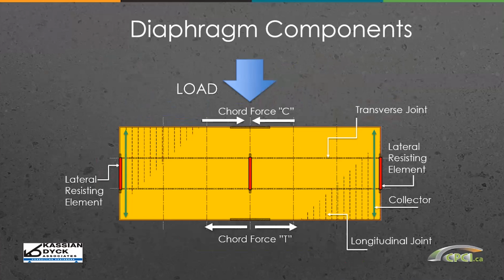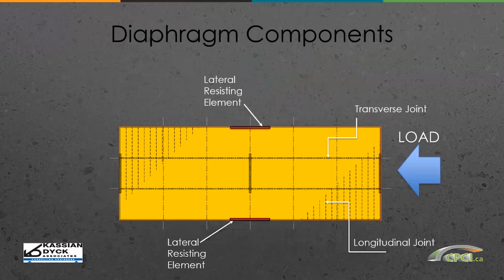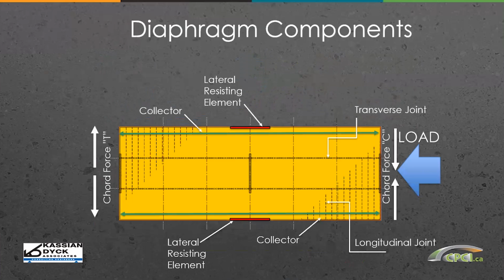And then we also have collectors that are used on each side that we're going to drag the diaphragm forces into the lateral load resisting shear walls. When we have load being applied in the perpendicular direction, we now have a very, very stiff beam with the same components of the diaphragm. We now have compression and tension zones on our diaphragm, which would be happening in the chord regions.